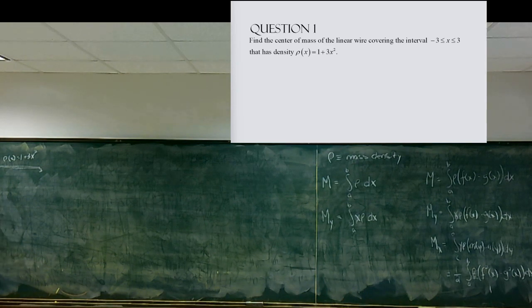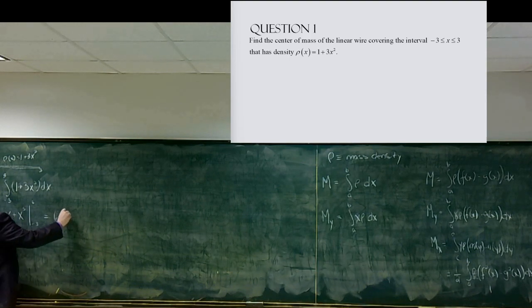The first thing that we need is total mass. So all we do is integrate the density function: x plus x cubed from -3 to +3. Six plus 54, the mass is 60 units.